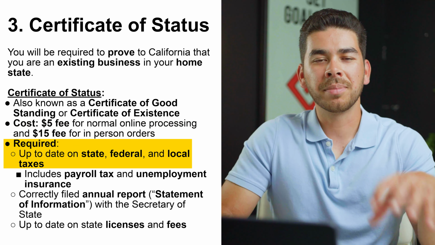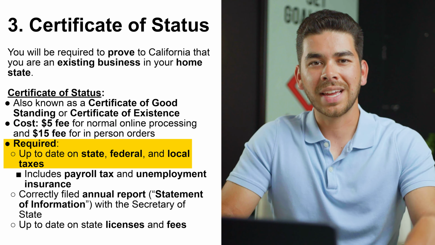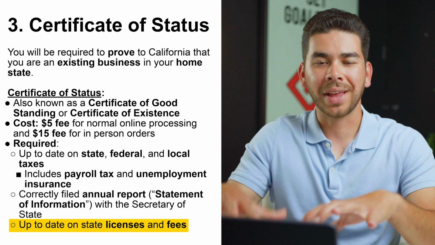And you're required to be up to date on federal, state, and local taxes. This will include payroll tax and unemployment insurance. You'll also need to make sure that you have correctly filed your annual report with the Secretary of State. And lastly, you want to make sure that you're up to date on all your licenses and fees.